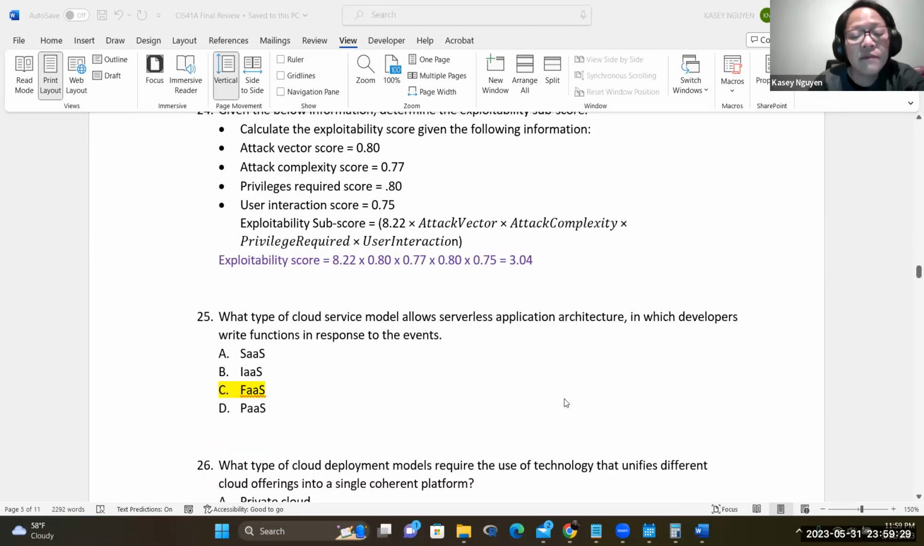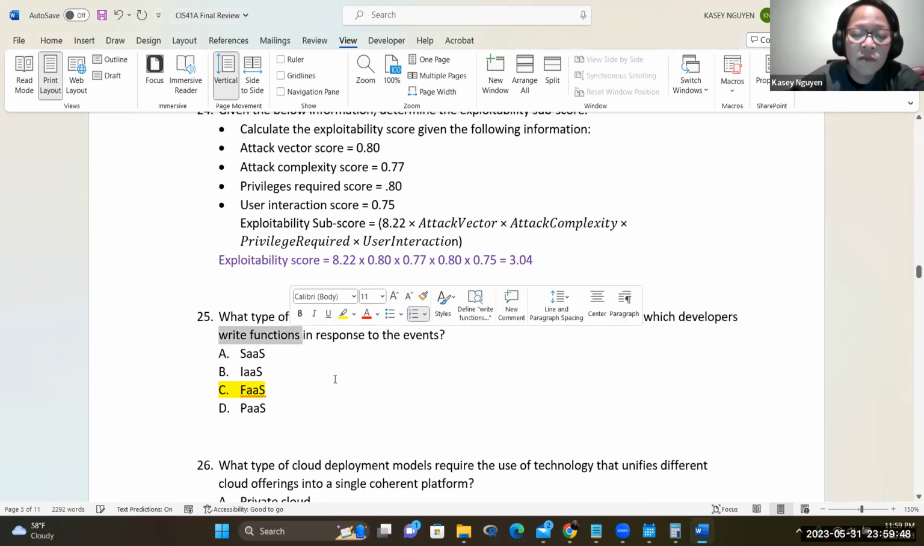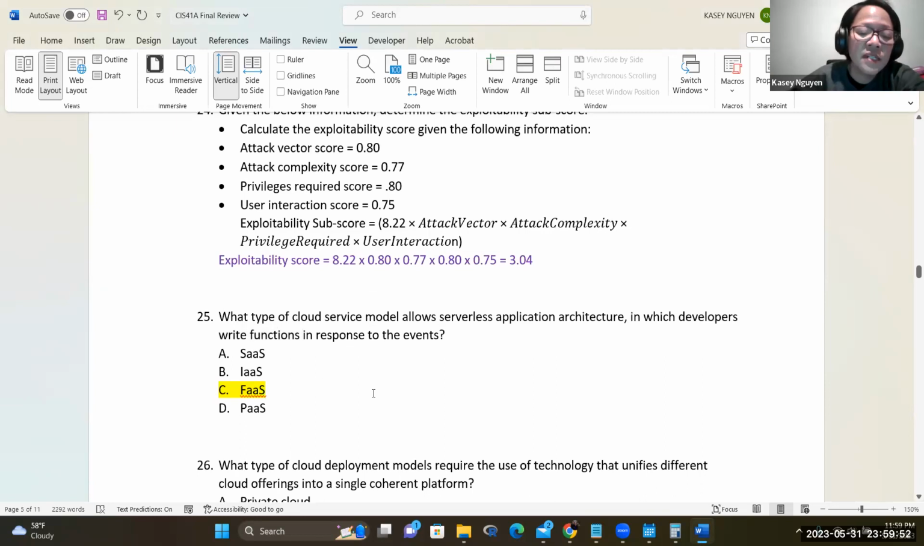Number 25, what type of cloud service models allow serverless application architecture in which developers write functions in response to the events? And that is your function as a service. So the key word here is this: write functions in response to the events. So C, FaaS.